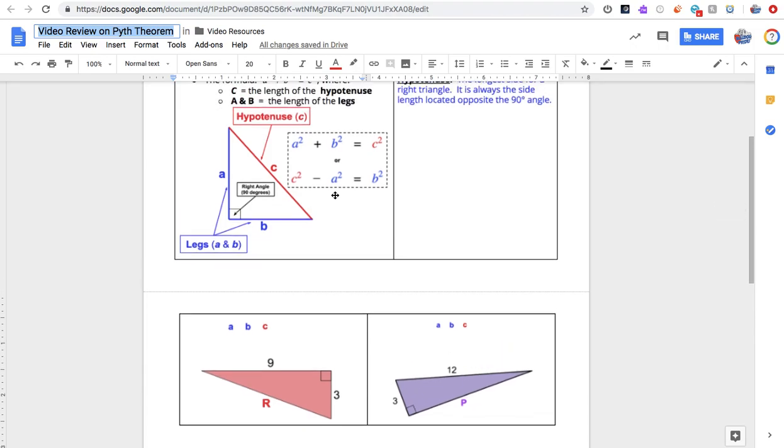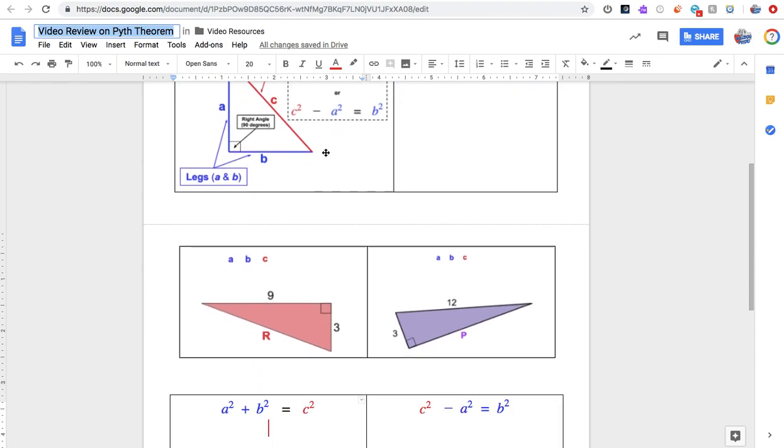Now, the two examples we're going to look at to review today are this red triangle with side lengths of 9 and 3 and an unknown, and this purple triangle with 3, 12 and an unknown. For each of these two right triangles, pause the video and think, which of these two formulas would you prefer to use?